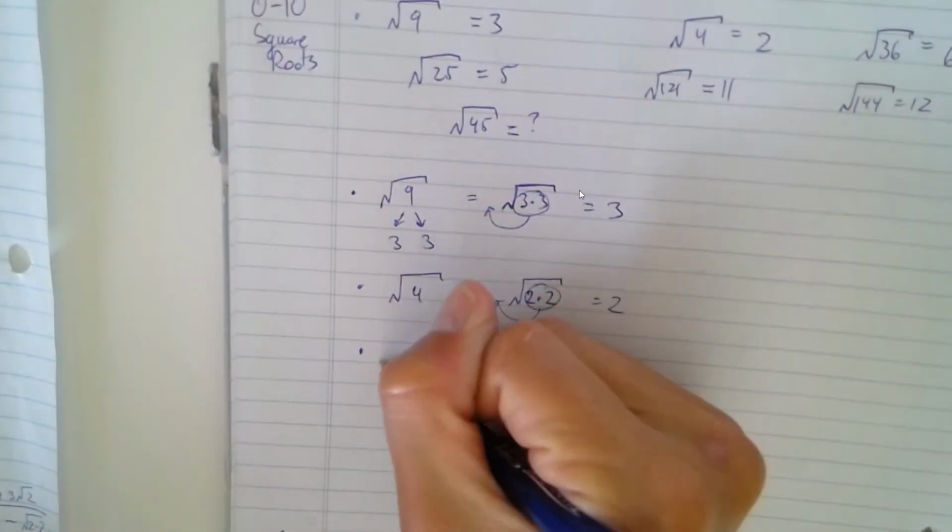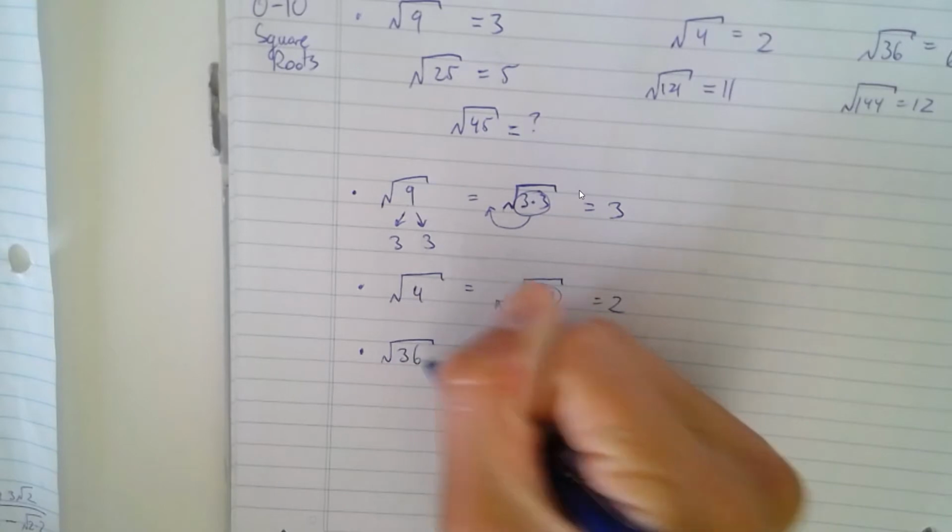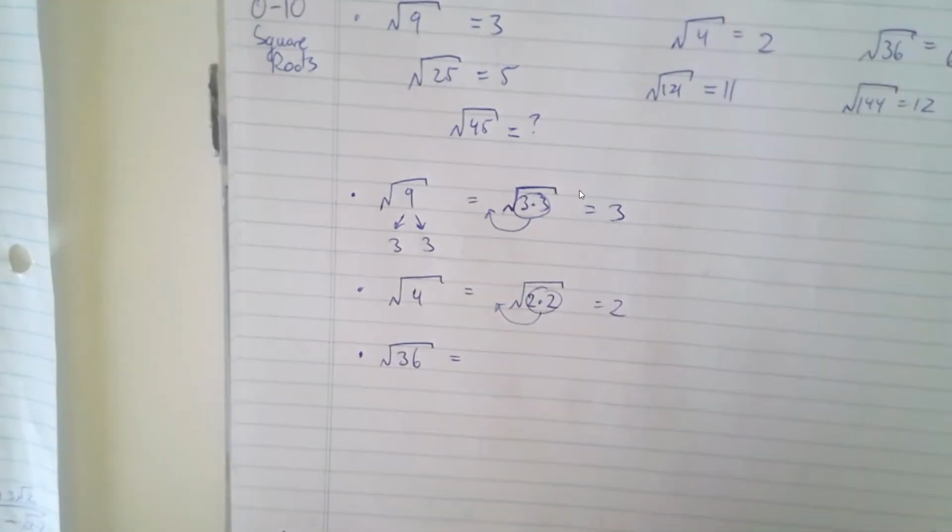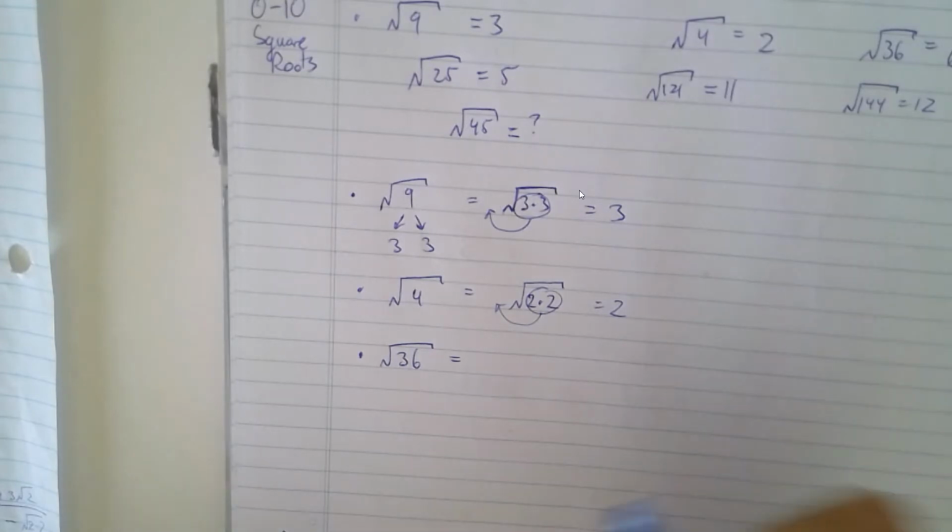Let's go to something a little bit more difficult. How about 36? I have a few combinations here. Don't just say 6 and 6. What's another pair that I can try? 9 and what else? 9 times what?